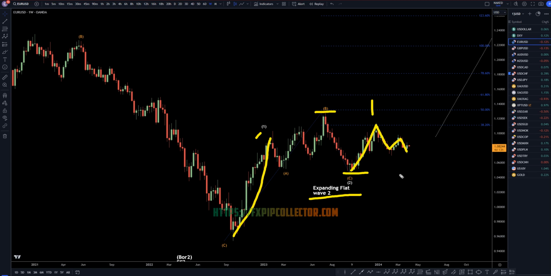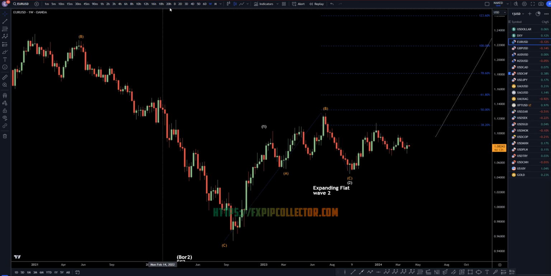Whether or not the 2 is actually over yet is kind of arguable. Maybe it is over, maybe it's not. If it is over, then this should start a big old uptrend for a big old wave 3 to form that pattern like I was showing on the monthly time frame.